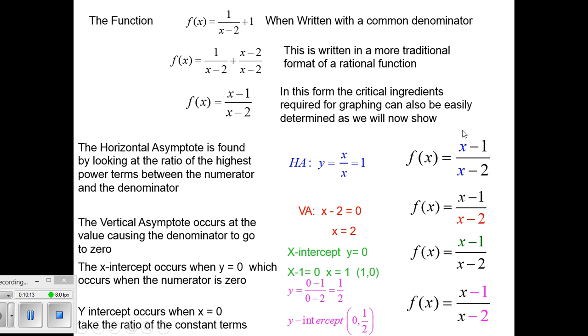Take the ratio of the highest power terms between top and bottom. That will give you the horizontal asymptote. Determine the value of x causing a 0 to occur in the denominator. That's the vertical asymptote. Sometimes you might have 2, 3 vertical asymptotes. Sometimes you might have none. So it's just whatever offsets the denominator to 0.